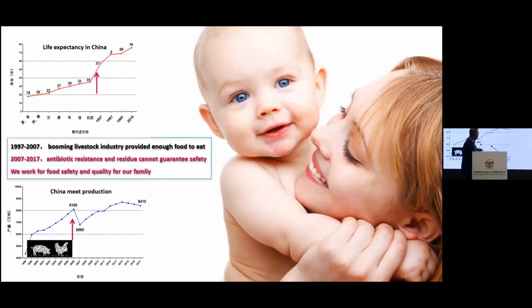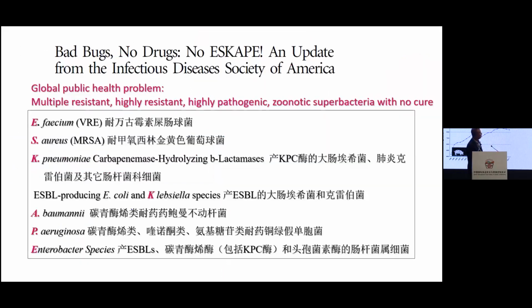Antibiotics contributed to the lifespan and to the husbandry industry. From 1998, it was 40 million tons. Now it's 80 million tons. For aquatic food, it is 60 million tons. So it's really a great number, but it's about safety, and we want to ensure health for our family members and friends.